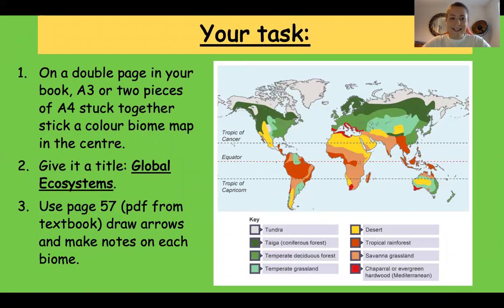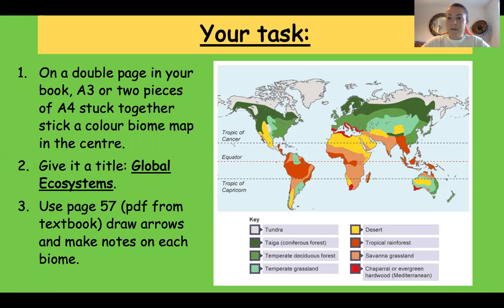Ideally, we want either a piece of A3 paper or a double page in your book, or you can stick two pieces of A4 together. If you can, from the internet, or you can use this one, get a biome map and glue it in the middle. Across the top of your A3 piece of paper, put the title Global Ecosystems, and then upload it as a PDF onto Show My Homework.